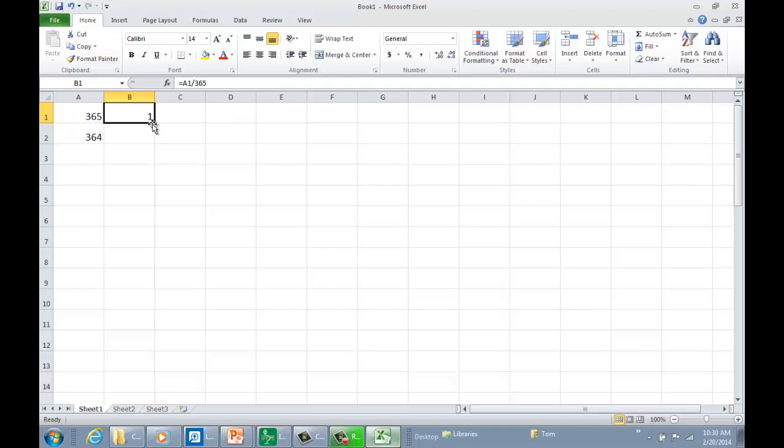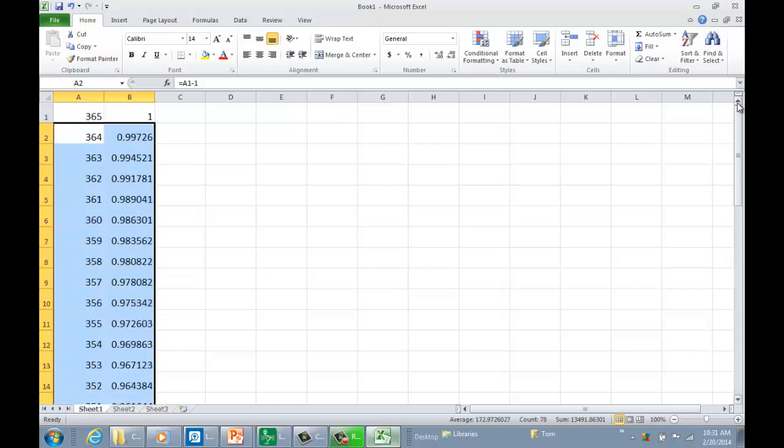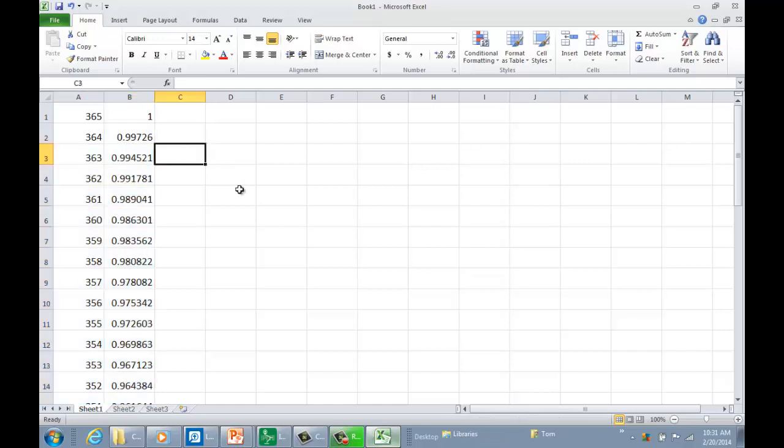I can copy that formula down, and now I've got the first 2 fractions that I need. What I want to do is construct a total of 40 of these, so I'm going to highlight these 2 cells here and drag this down until I get to row 40 in my spreadsheet. There's my list of fractions. I'm now going to compute the probability of the complement of E by taking the product of these fractions that are in column B.